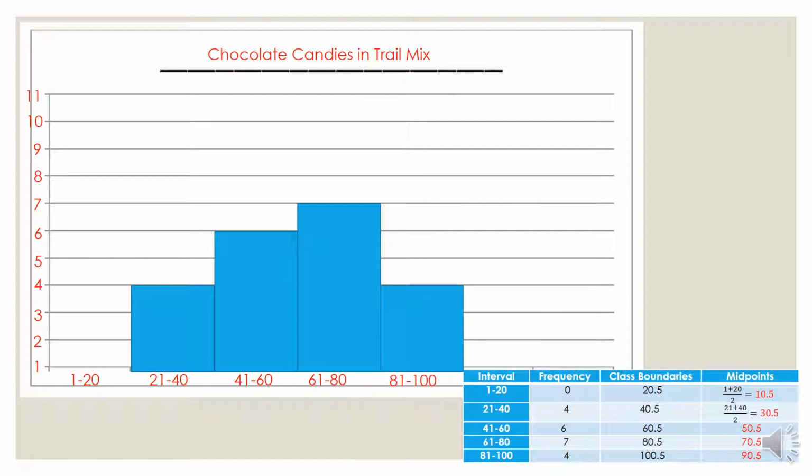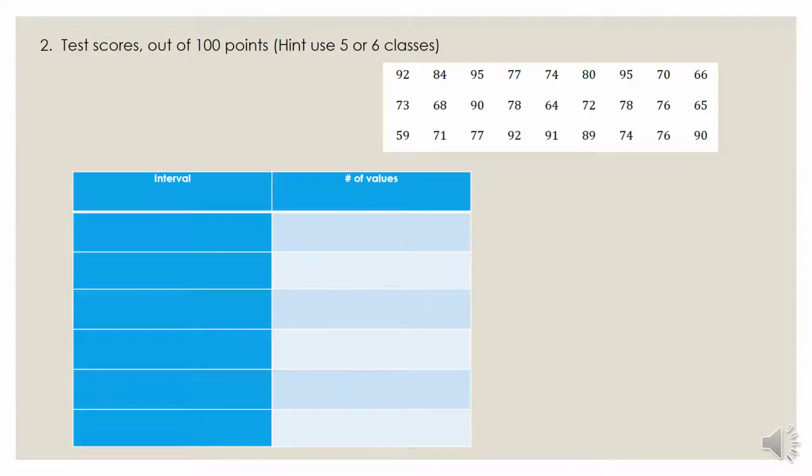All right, so for the next problem, let me show that one to you. All right, so this one is the one I'm going to let you set up by yourself. It says test scores out of 100 points. So our data is test scores. You can see the test scores are written out to the right-hand side, 92, 73, 59, and so on.